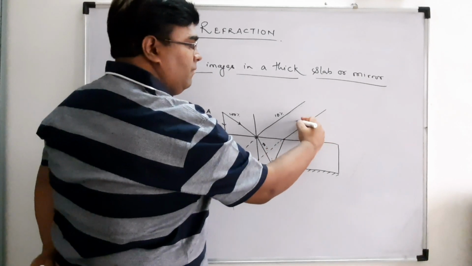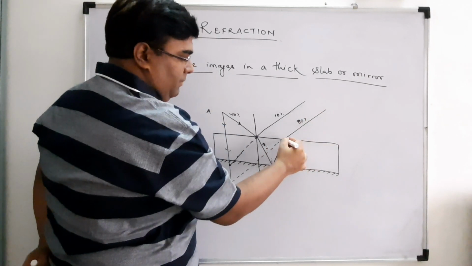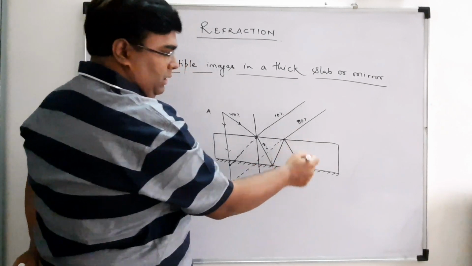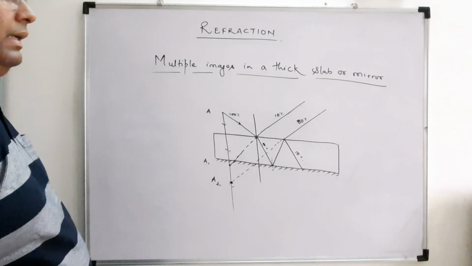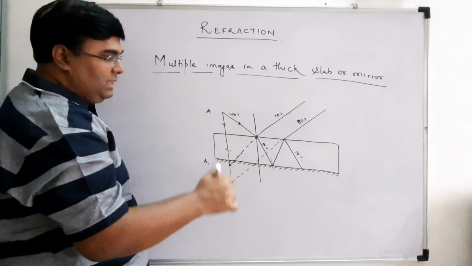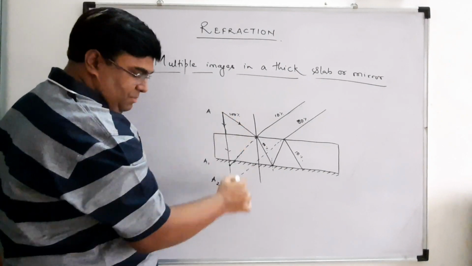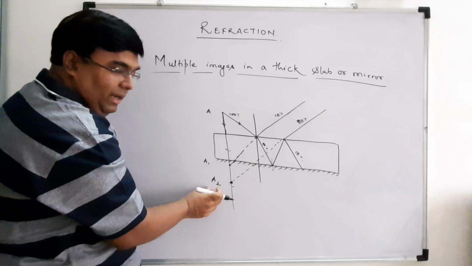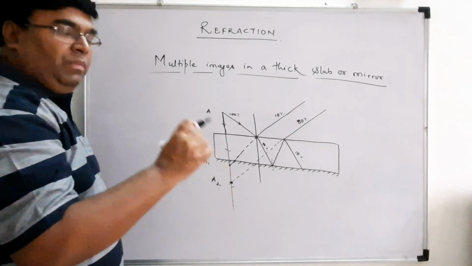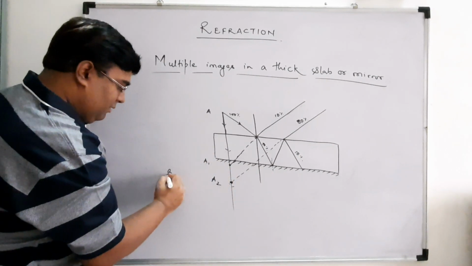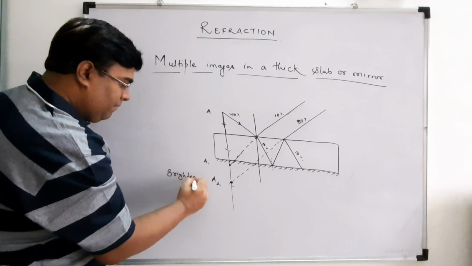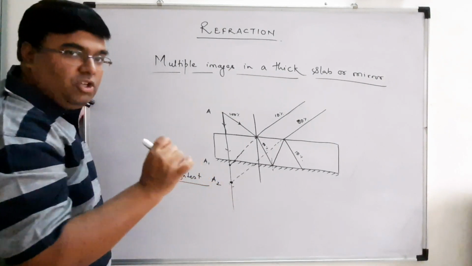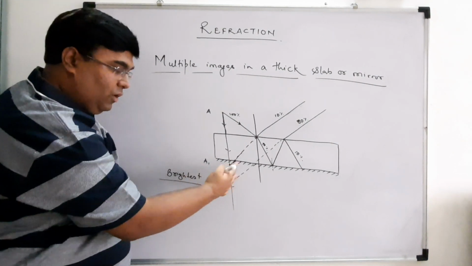Now suppose 90%, so after reflection again it will be 90%. Suppose 80% has gone there and 10% again. Correct. So my major two rays are this one, which is going 100% this way, and this one with 80%. These two rays meet at A2, hence our A2 will be the brightest. There will be multiple images, but A2 will be the brightest. This is my main image, and we have got A1 also.